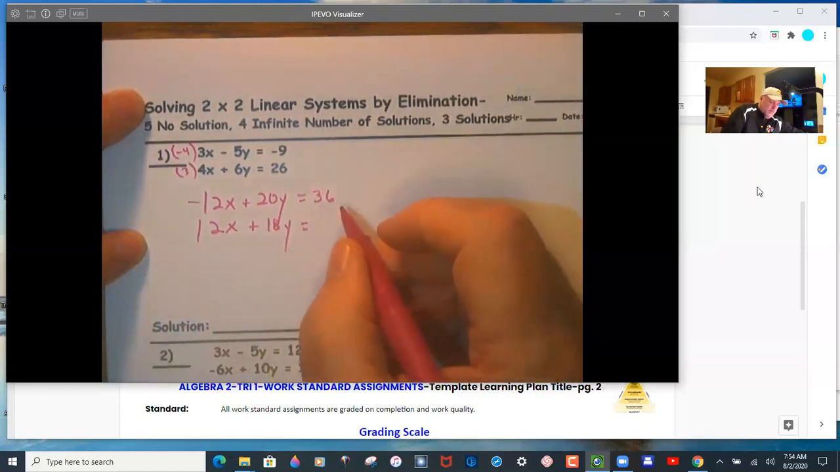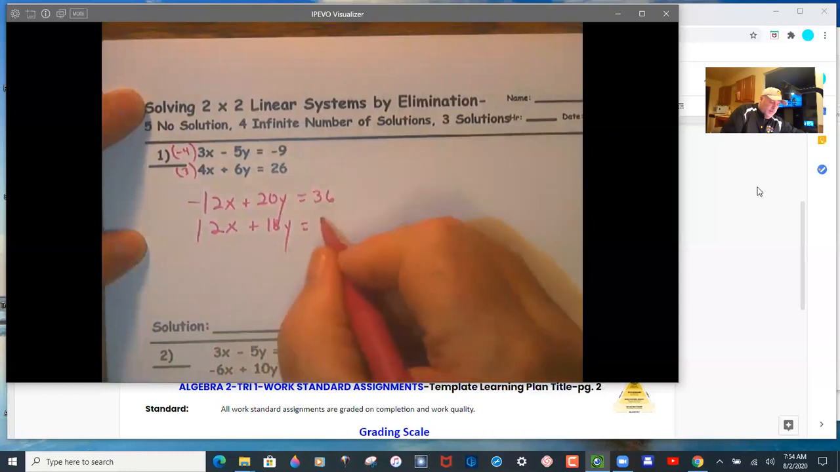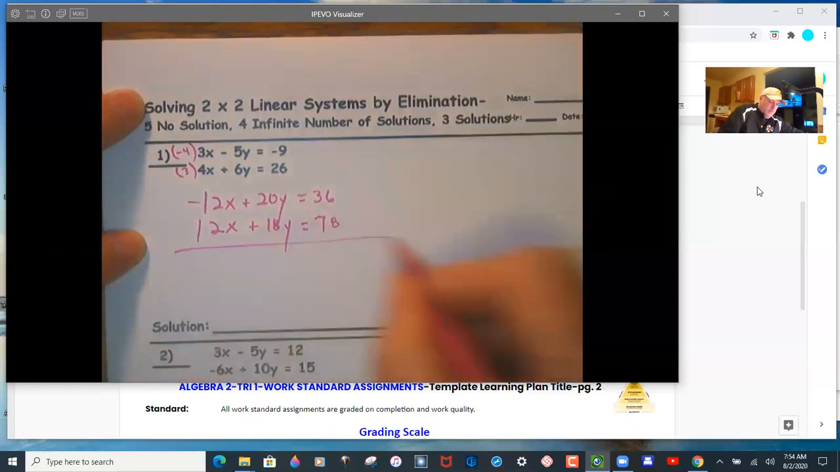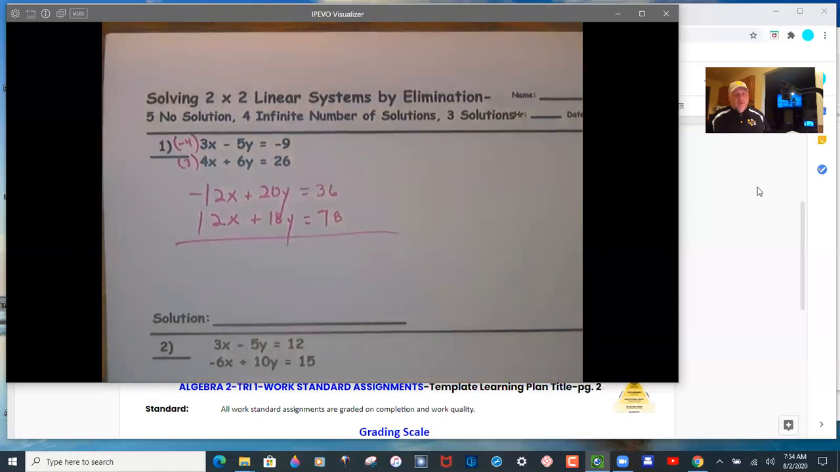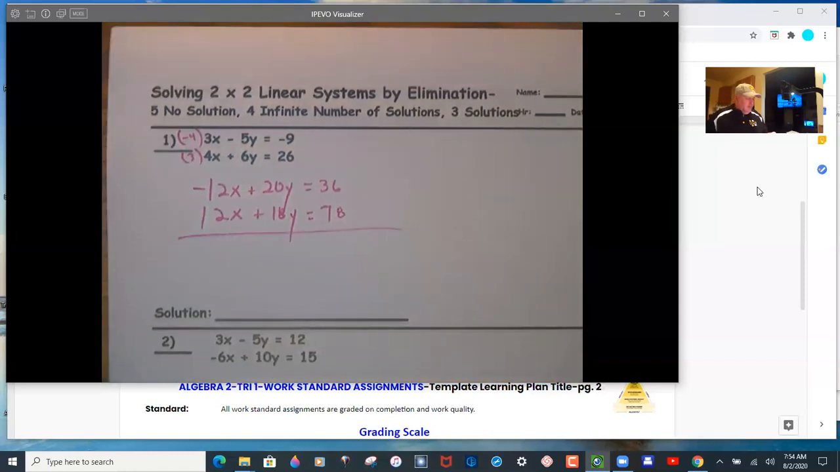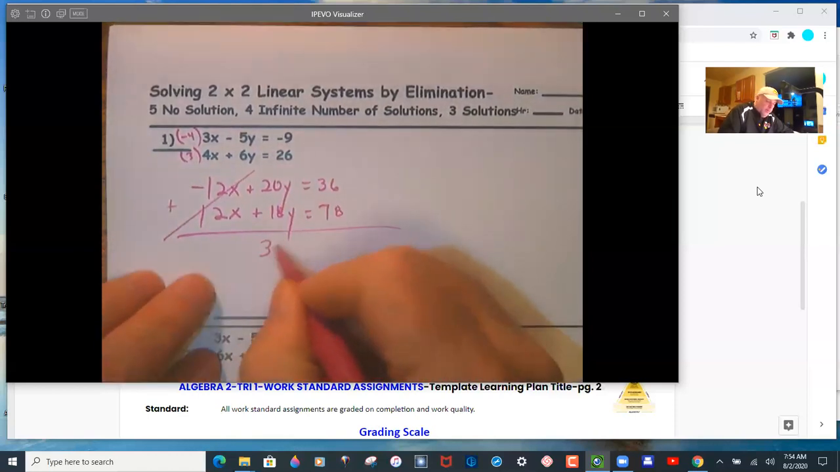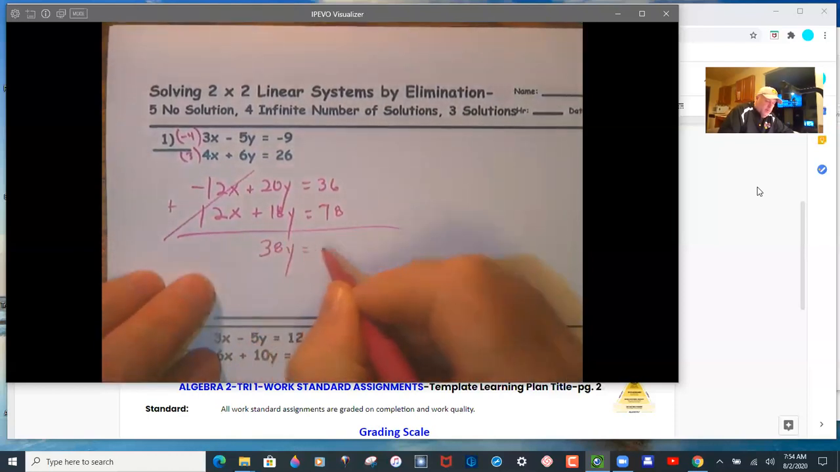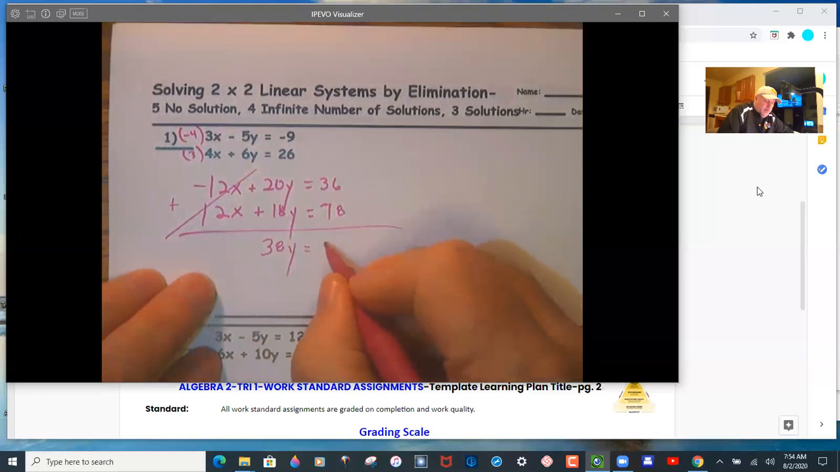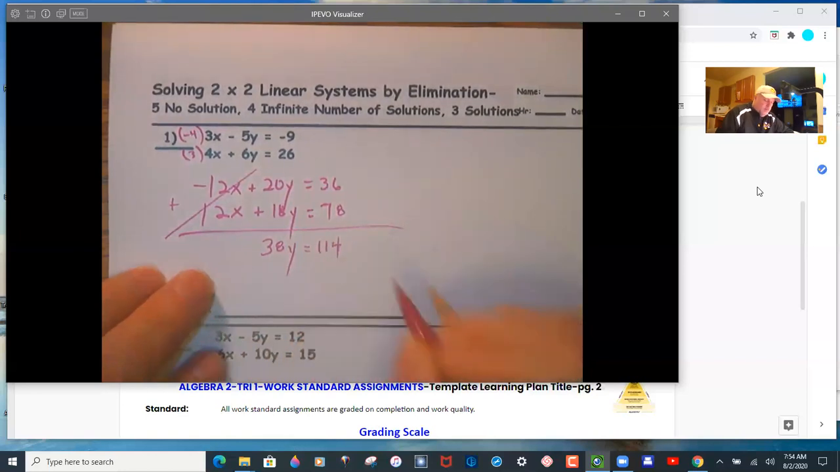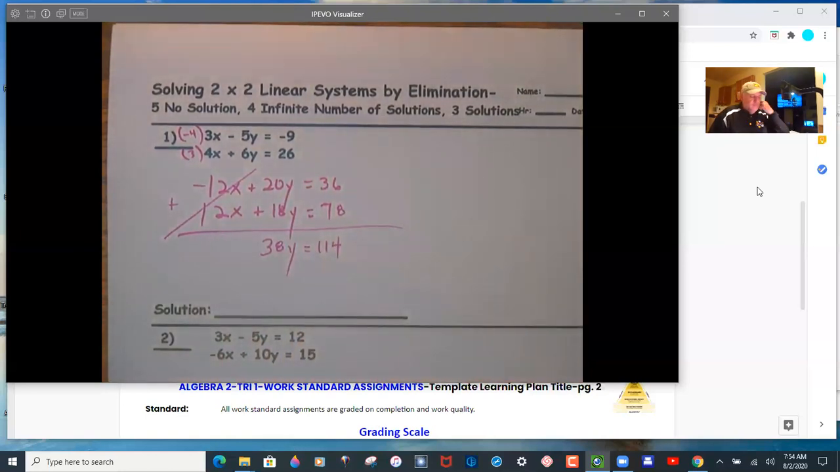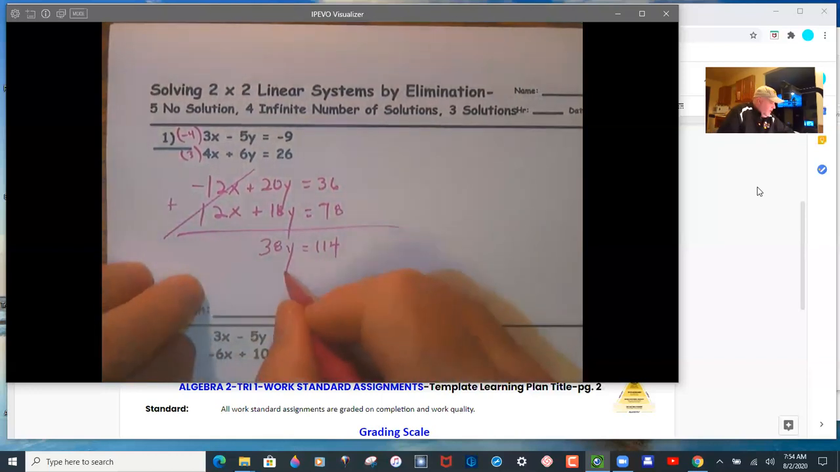And then 26 times 3 is 78. And so as you multiply both of those rows, when you add, you'll get one of the variables to drop out. So this is 114. And so when you divide by 38, you get 3.